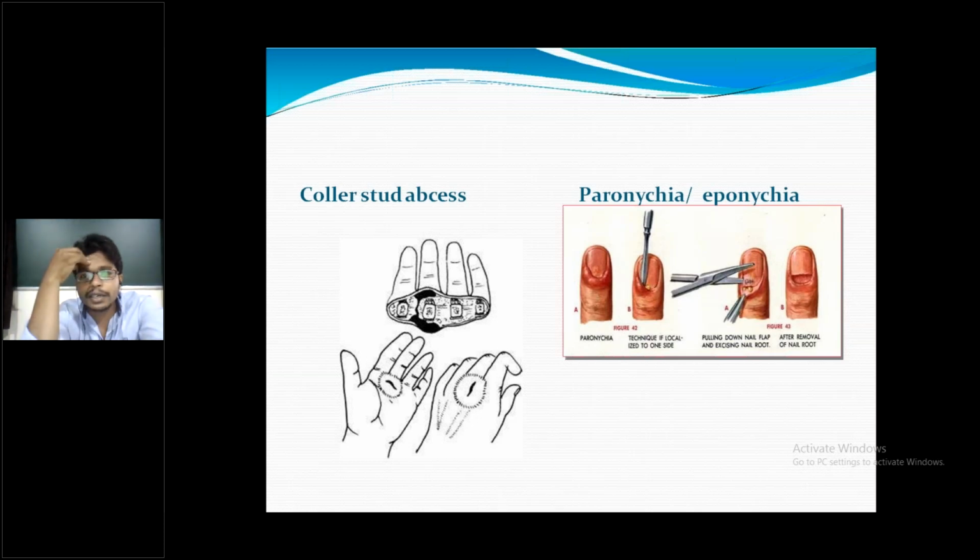And for paronychia, eponychia, this is the technique. If localized to one side, you can remove the nail bed if it is recurrent. Normally, this is not required in paronychia. Normally, you may come across this subsiding on its own, or if it is a smaller infection, whether the patient is diabetic or not, you may not have to give antibiotic.